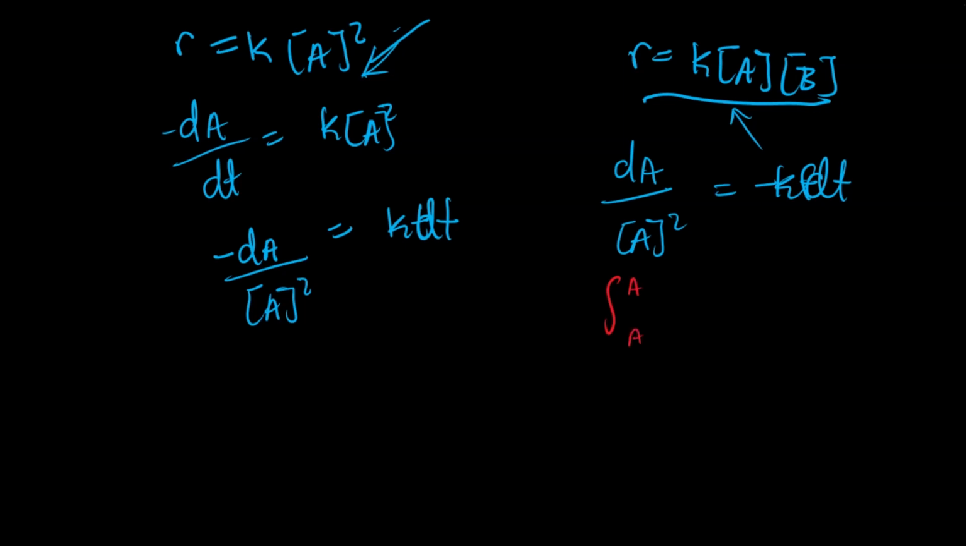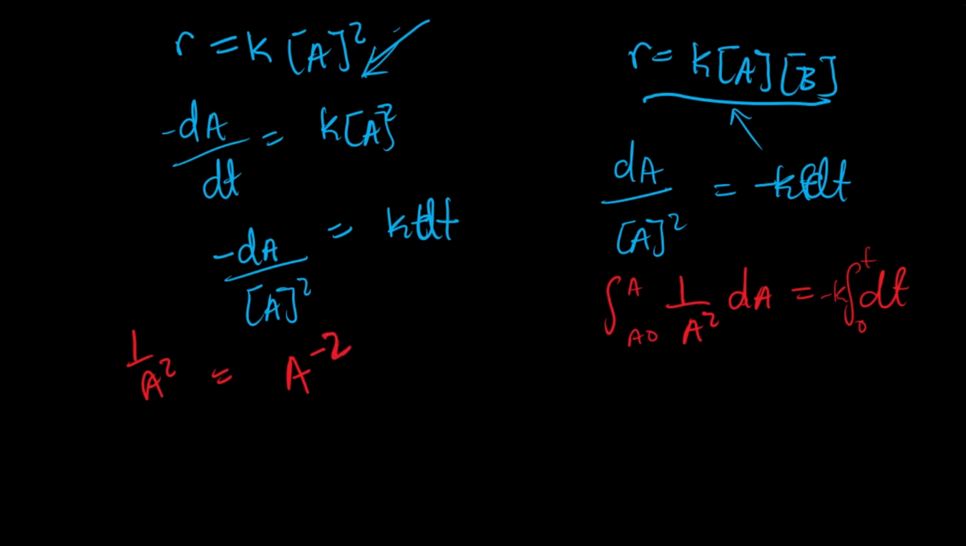Okay, so we'd have integrating both sides from A naught to A, so the integral of 1 over [A]² d[A] is equal to the integral of negative k dt from 0 to t. Now 1 over [A]² is equal to A raised to the power of minus 2. And when you're integrating, take for instance x raised to the power of n with respect to x, what you simply do is you add 1 to the exponent and divide by 1 plus the exponent.